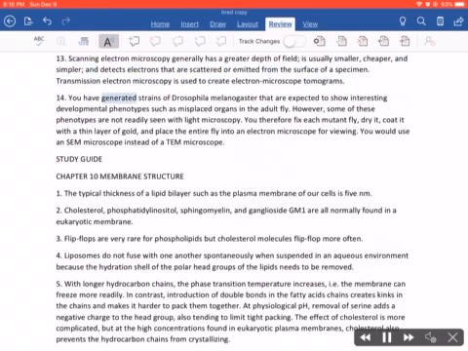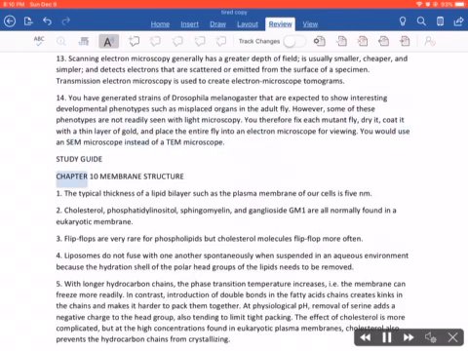14. You have generated strains of Drosophila melanogaster that are expected to show interesting developmental phenotypes such as misplaced organs in the adult fly. However, some of these phenotypes are not readily seen with light microscopy. You therefore fix each mutant fly, dry it, coat it with a thin layer of gold, and place the entire fly into an electron microscope for viewing. You would use an SEM microscope instead of a TEM microscope.